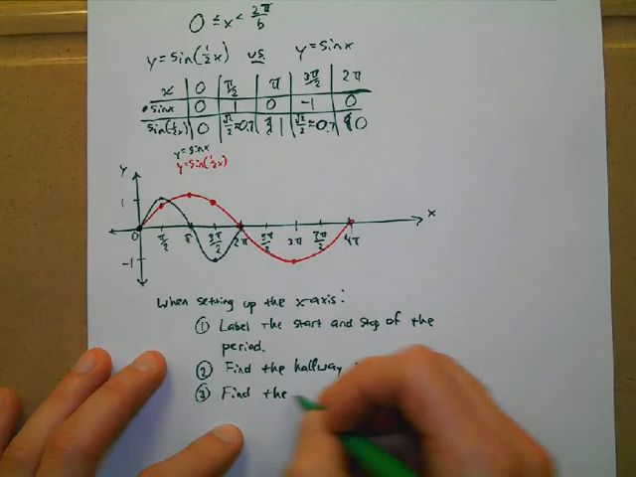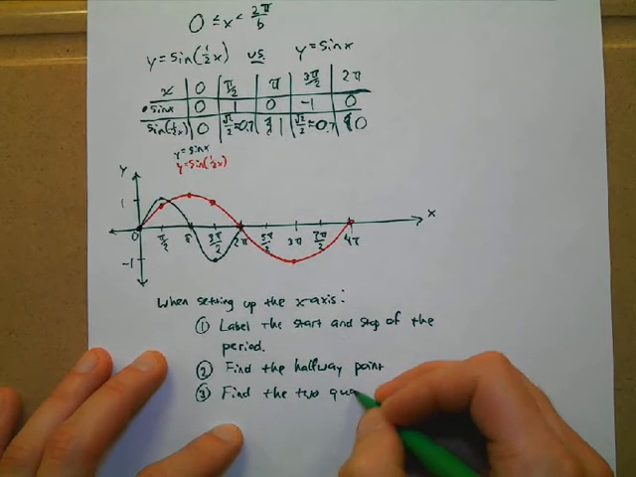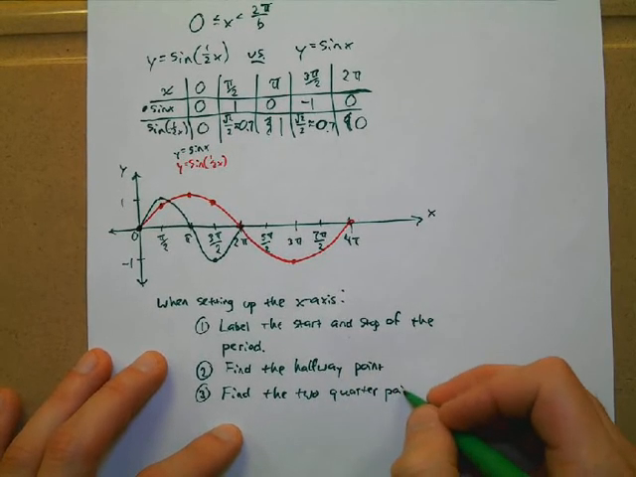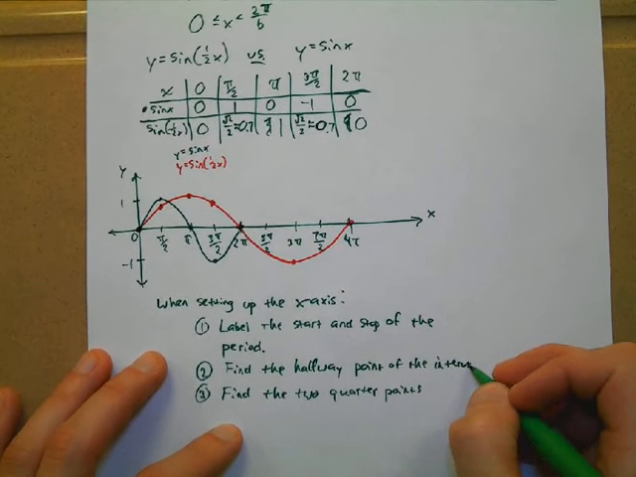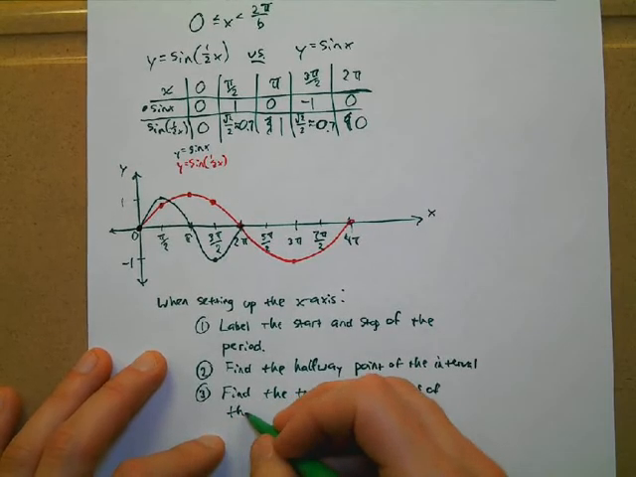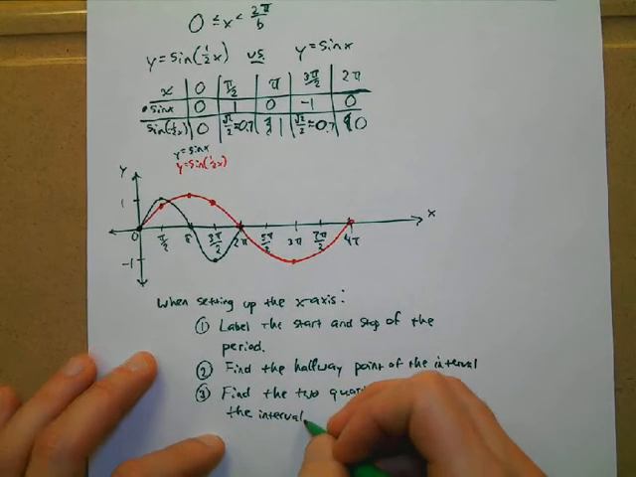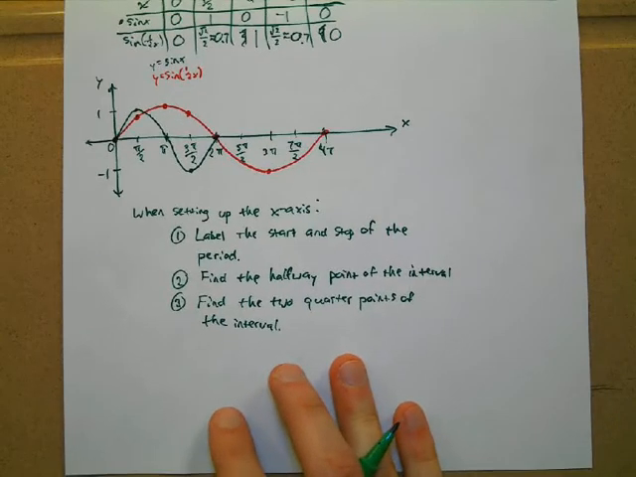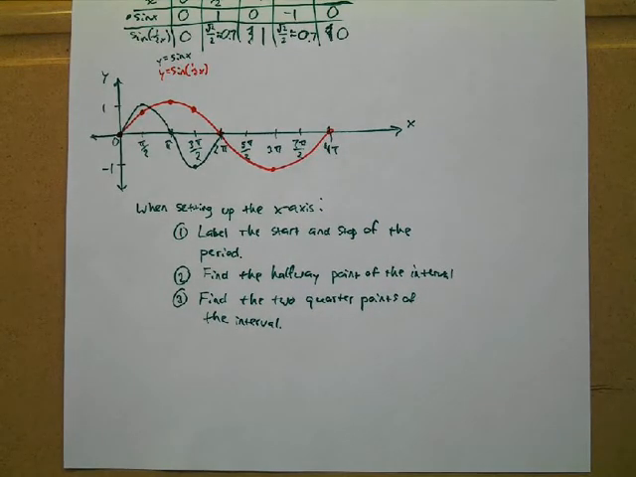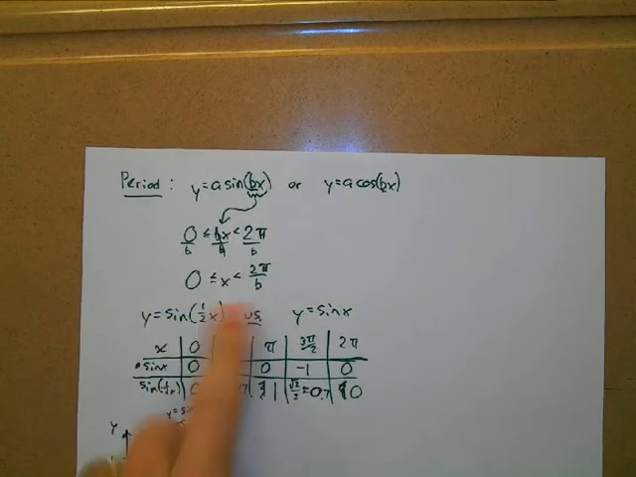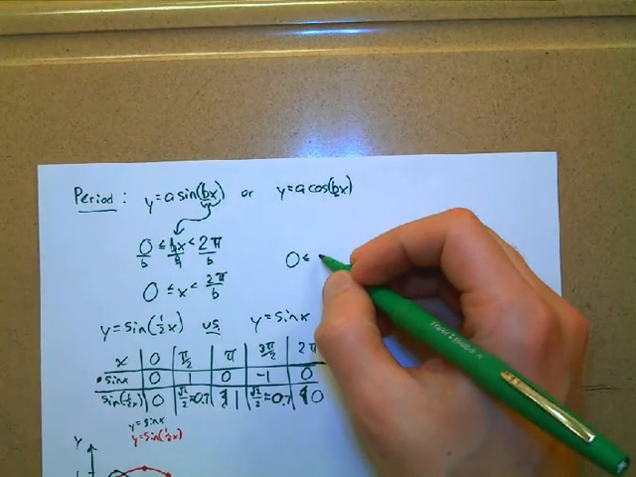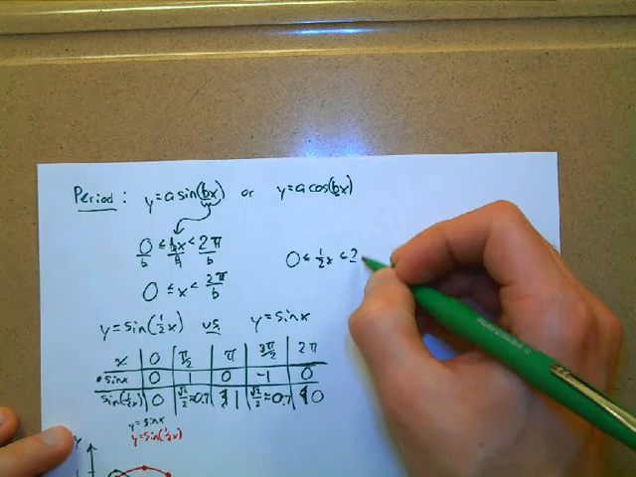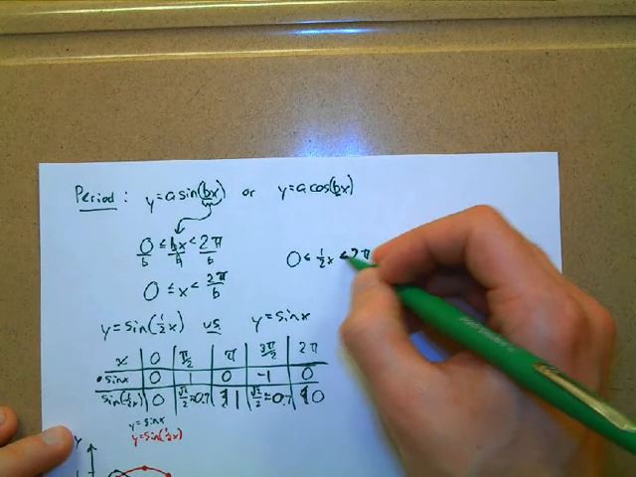When setting up the x-axis, you're going to label the start and stop of the period. So again, for sine or cosine, that's 0 to 2 pi. In this case, the period was 0 to 4 pi, because the way we solved it there, we had 0 less than or equal to 1/2 x less than 2 pi. Multiply both sides by 2, you get 0 less than or equal to x less than 4 pi. And so there's your period right there. 0 to 4 pi is when this thing repeated. So you graph from 0 to 4 pi, find the halfway point, 2 pi, and then find the quarter points of the interval, pi and 3 pi in this case. Then evaluate those, and that'll get you what you need for the graph.